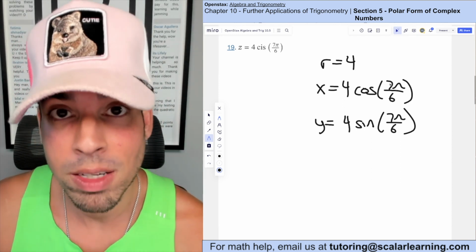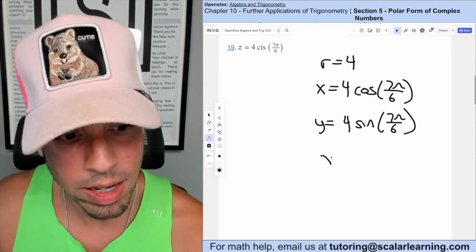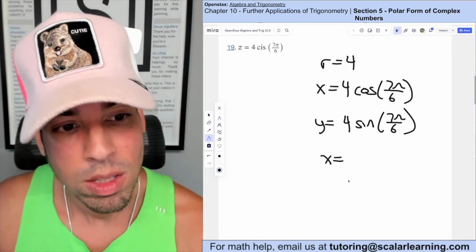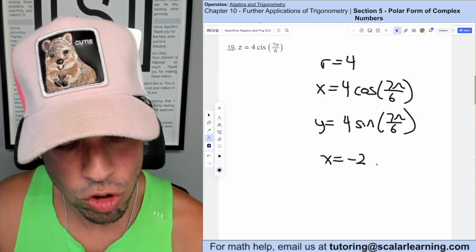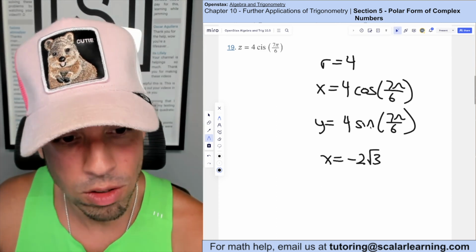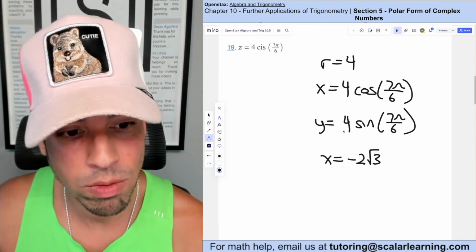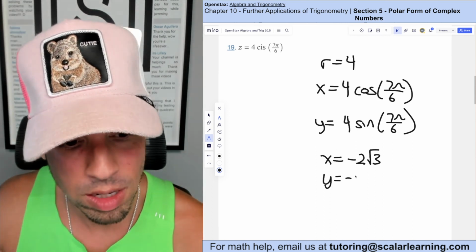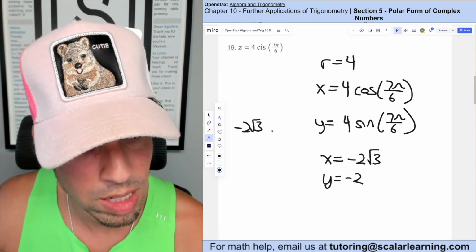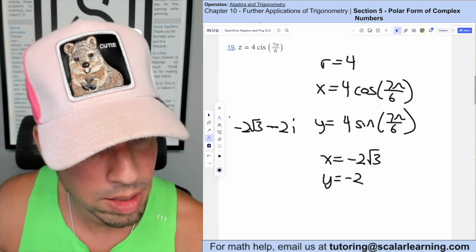So cosine of pi/6 is rad 3 over 2, but in the third quadrant, it's negative. So x equals 4 times negative rad 3 over 2. That simplifies to negative 2 rad 3. And for y, sine of 7 pi/6 is 1/2, but we're in quadrant 3, so it's negative. So negative 1/2 times 4 is negative 2. So then we're left with a final answer of negative 2 rad 3, that's the x value, minus 2, because it's negative 2 times i. That's how you do it.